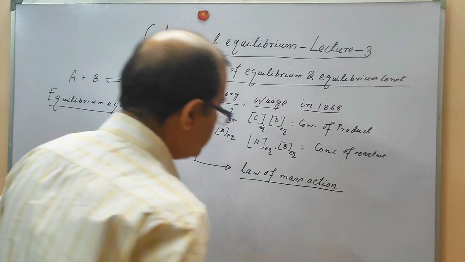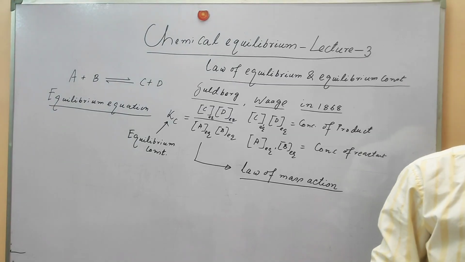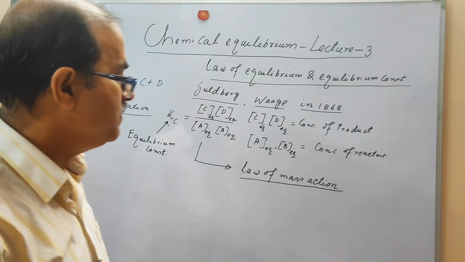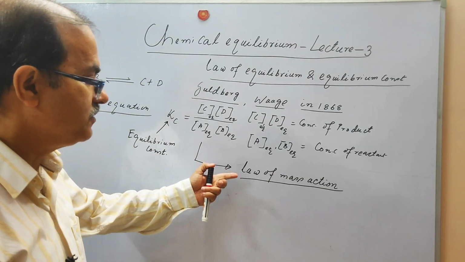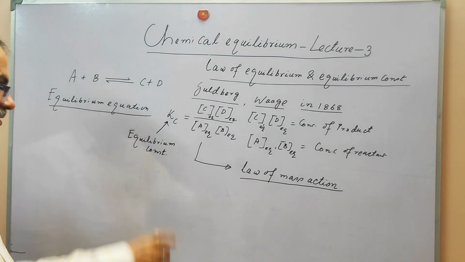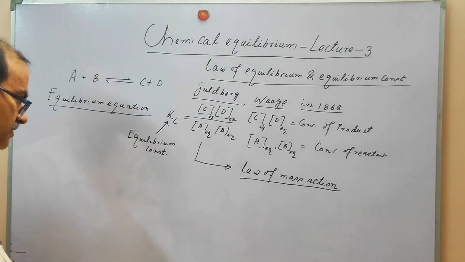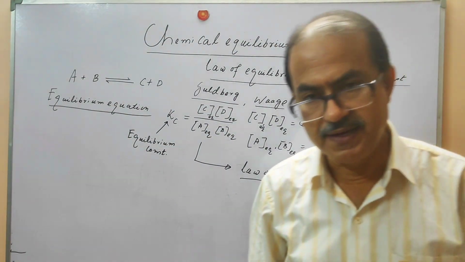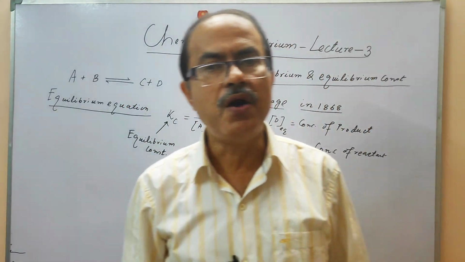It is also called the law of mass action because in the early days, concentration was termed the active mass, and in this way that other name was given. So you understand the equilibrium equation and the equilibrium constant expression, and on the left-hand side Kc is the equilibrium constant.